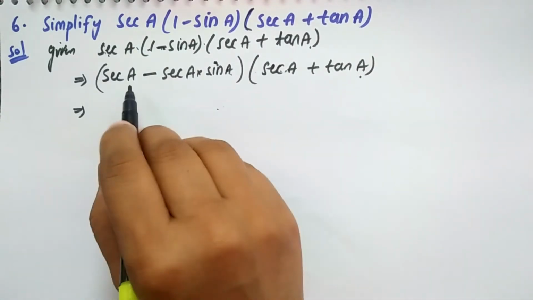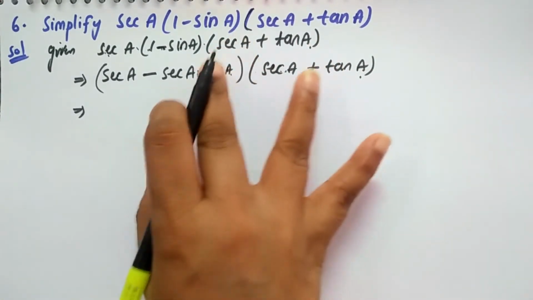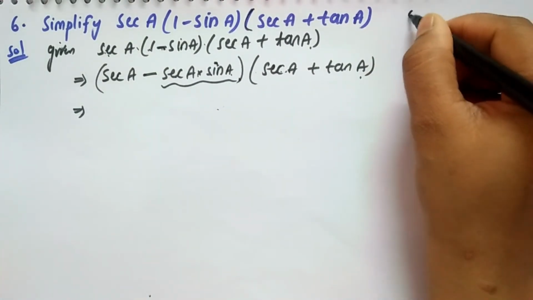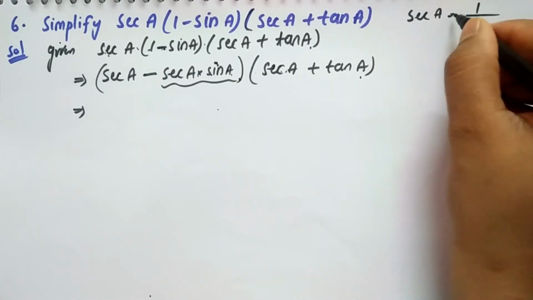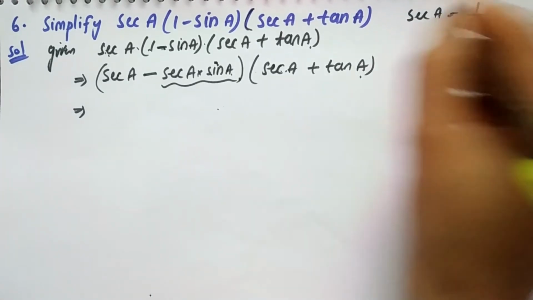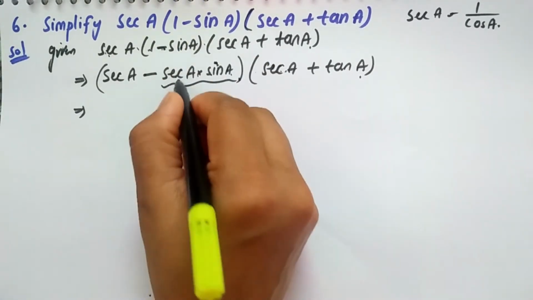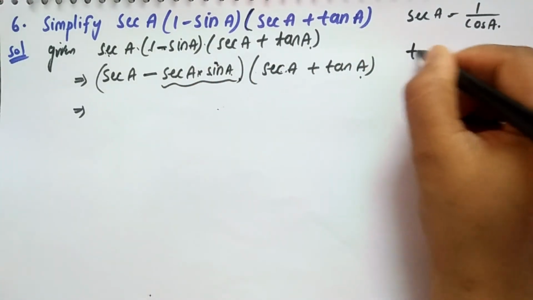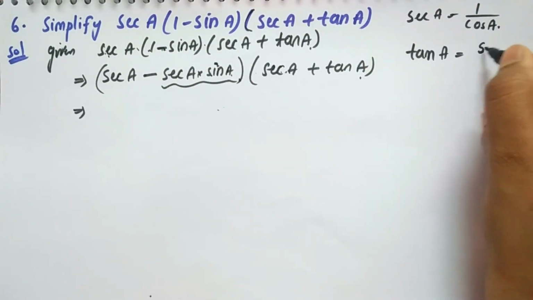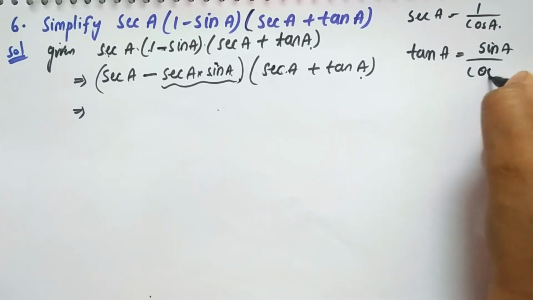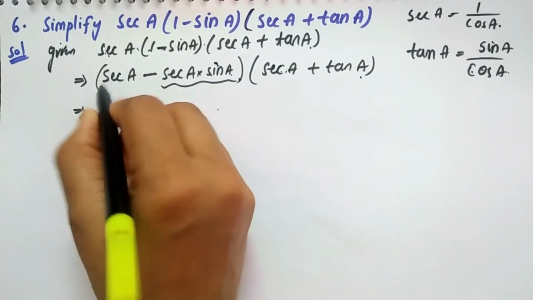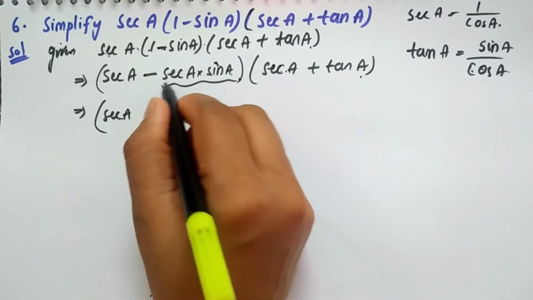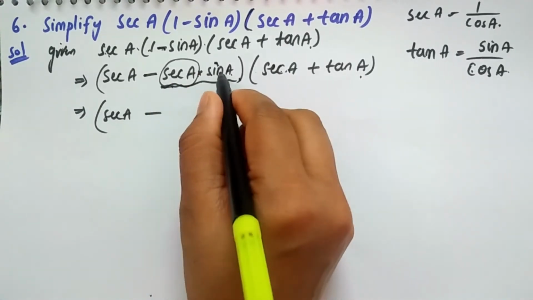Now, seeing this, we have secant A minus secant A into sine A, into secant A plus tan A. Most of the terms are in secant and tan. So what we will try to do here, you can see that there's some relationship. What is secant A? It's nothing but 1 by cos A. Right? So we'll try to convert the secant into cos and then get the tan value. What is tan A? It's nothing but sine A divided by cos A, right? This is the formula. So we're writing secant A as it is here.